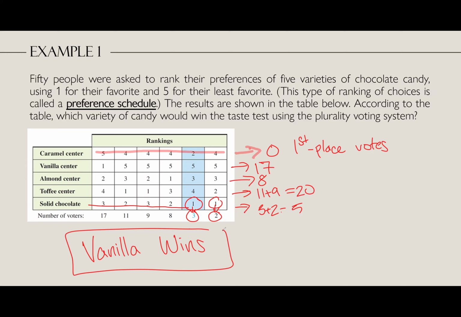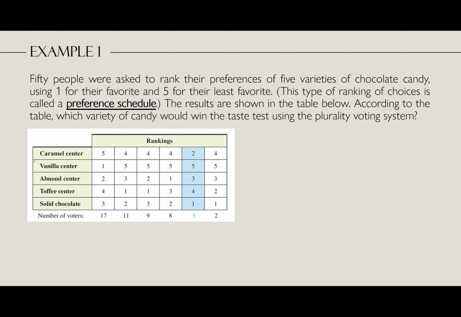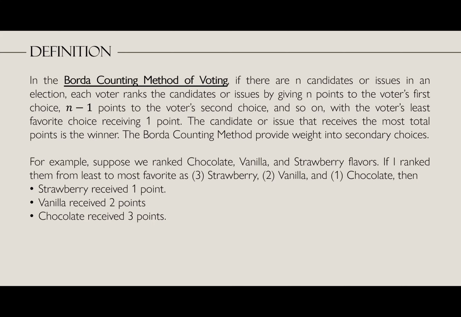So, how can we possibly overcome this? What are some other voting methods? So, let's go ahead into our second method of voting. The second method of voting that we're going to discuss is going to say, well, what if I do take into consideration those second places, third places, fourth, fifth, sixth, and everything? So this is what we're going to call the Borda counting method of voting.